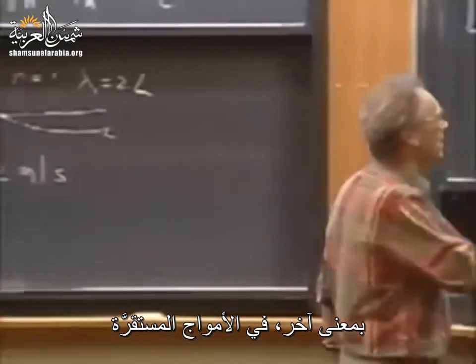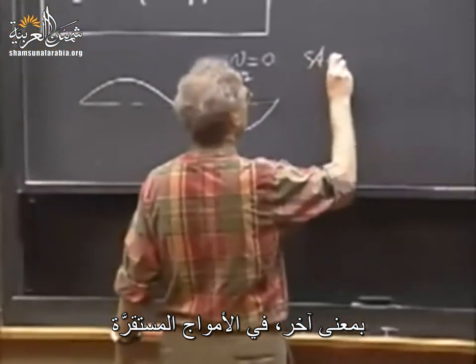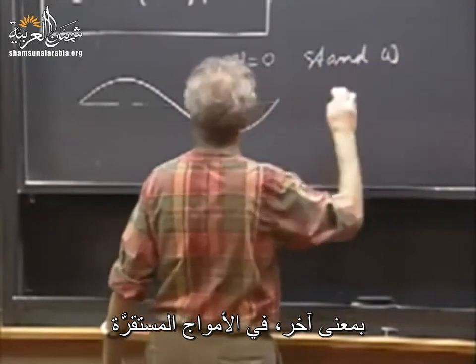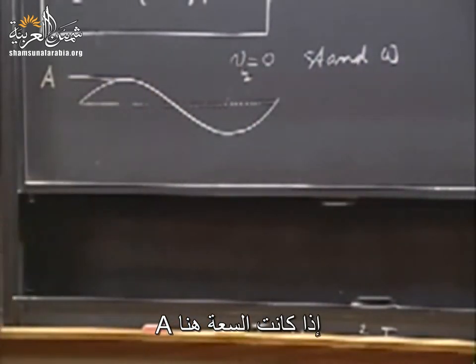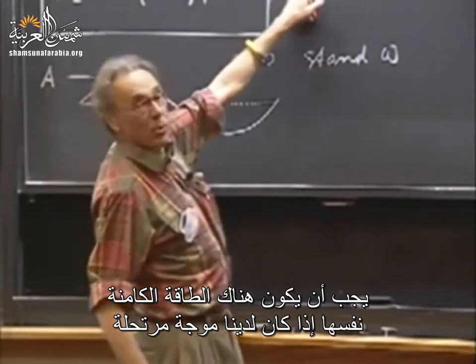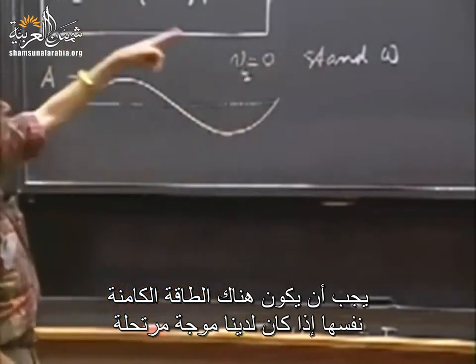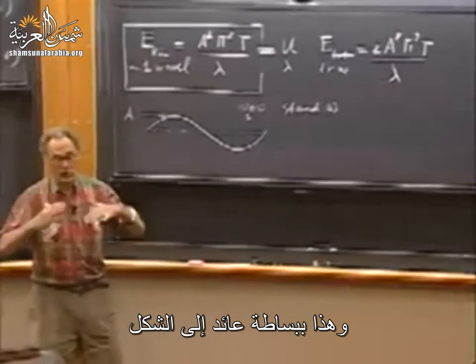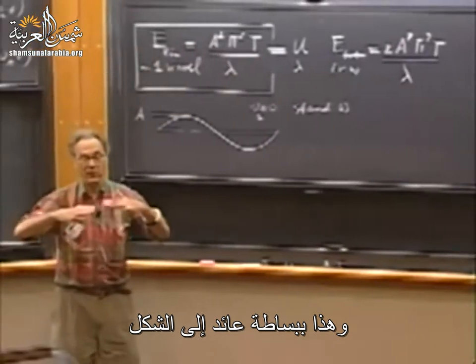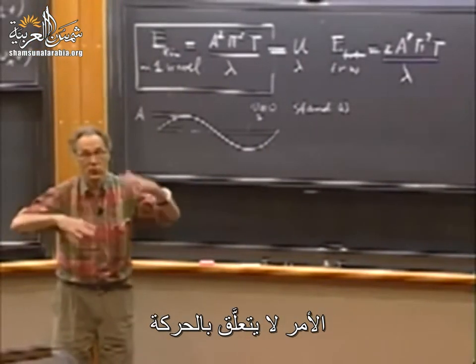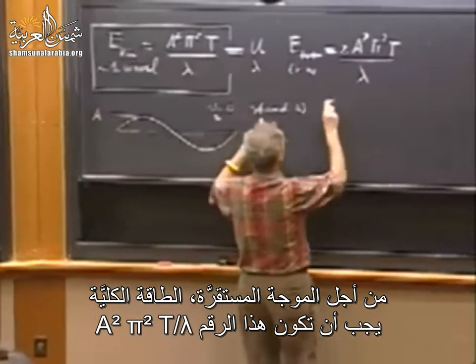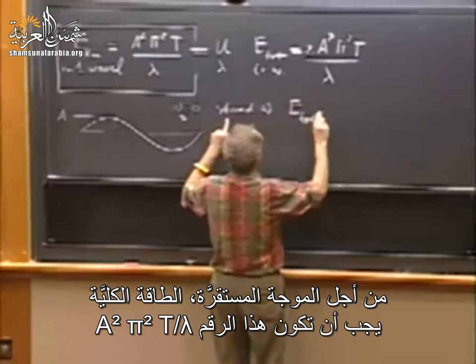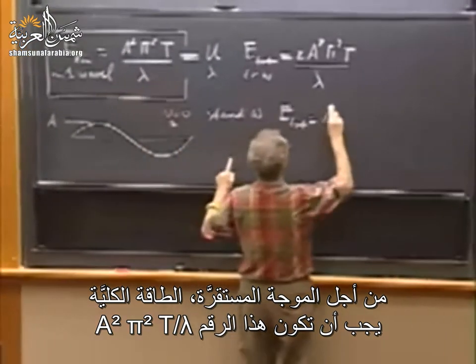In other words, for a standing wave, if this has an amplitude A, it must be the same potential energy as you have in a traveling wave. Because it's simply due to the fact of the shape. It has nothing to do anymore with motion. So for a standing wave, E total must be that number.